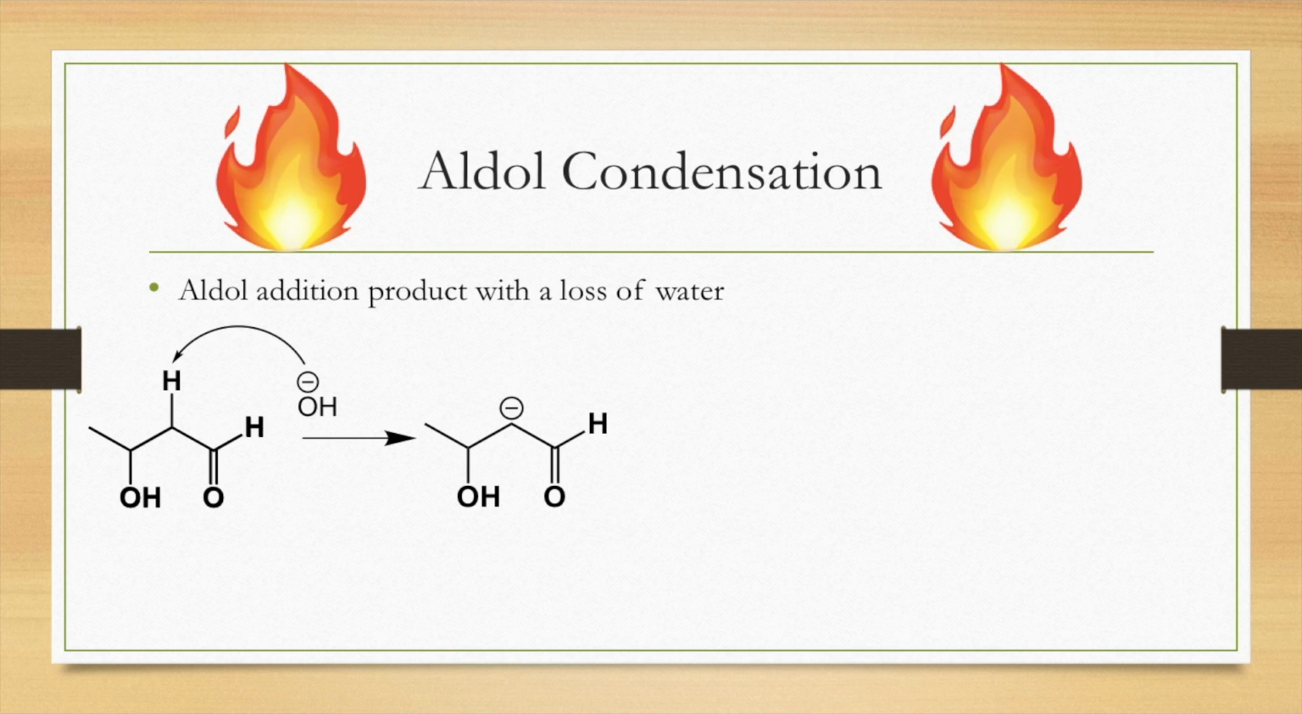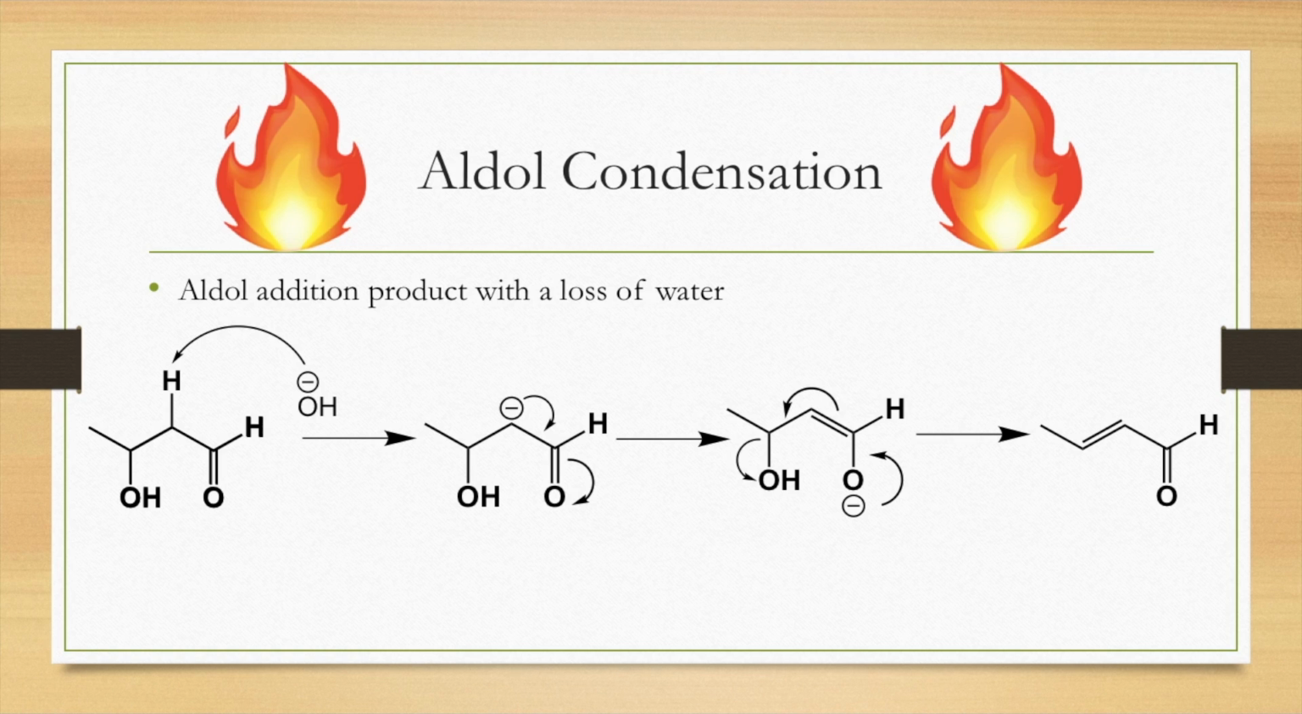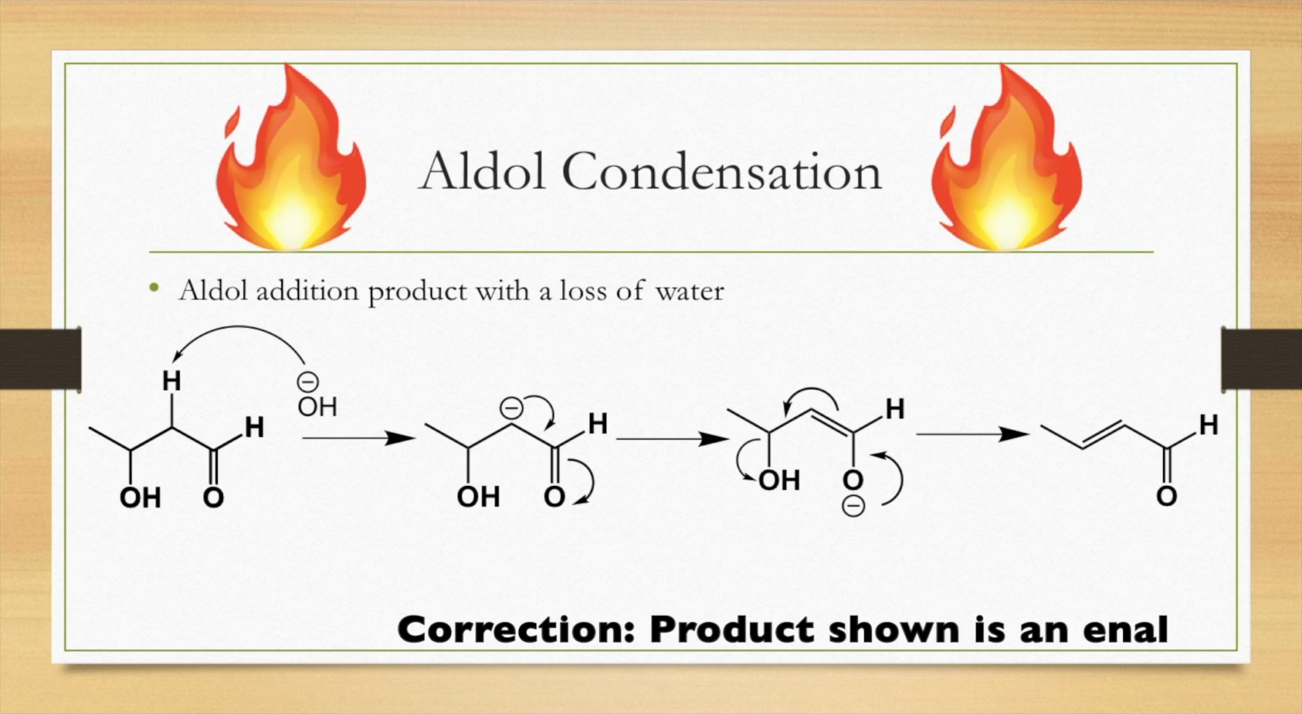The electrons on the negatively charged carbon will form a carbon-carbon pi bond, forcing the carbonyl's electrons onto oxygen. This creates an unstable intermediate, and oxygen's electrons return to form the carbonyl, forcing the pi bond to move to the next carbon, which makes the hydroxyl group act as a leaving group. This results in the loss of 1 water molecule in the form of 2 hydrogens and 1 oxygen. The product can be an enal, which is an alkene aldehyde, or an enone, which is an alkene ketone. The product shown is an enone.